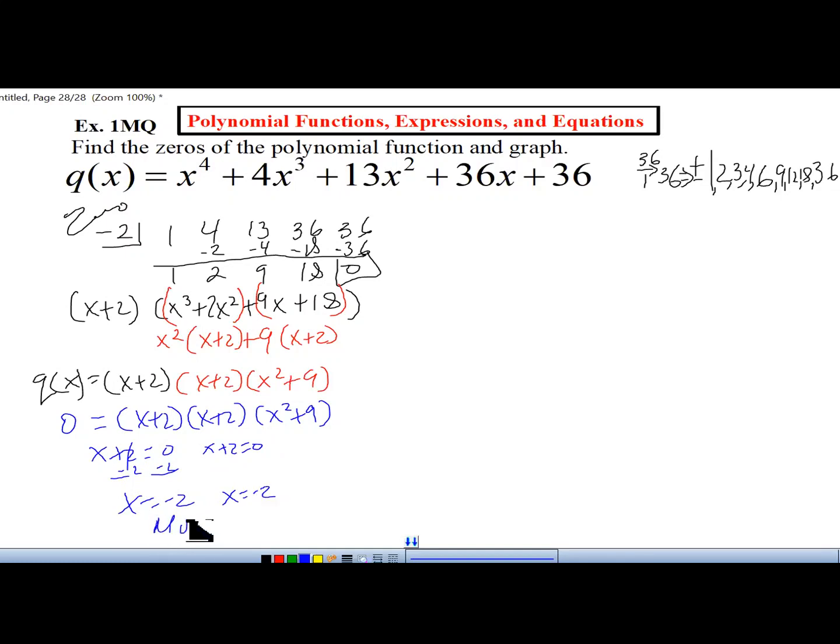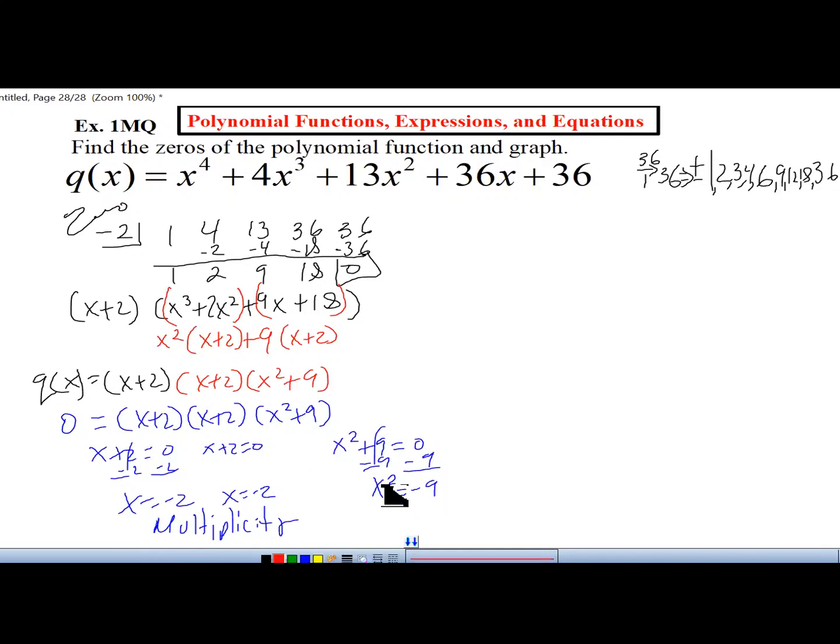This is known as, we called it duplicity. I'm going to call it, like the book calls it, multiplicity, because it's a multiplier of the same one. And this one we write as x squared plus 9. Can we solve this? Yes, minus 9, x squared equals negative 9.